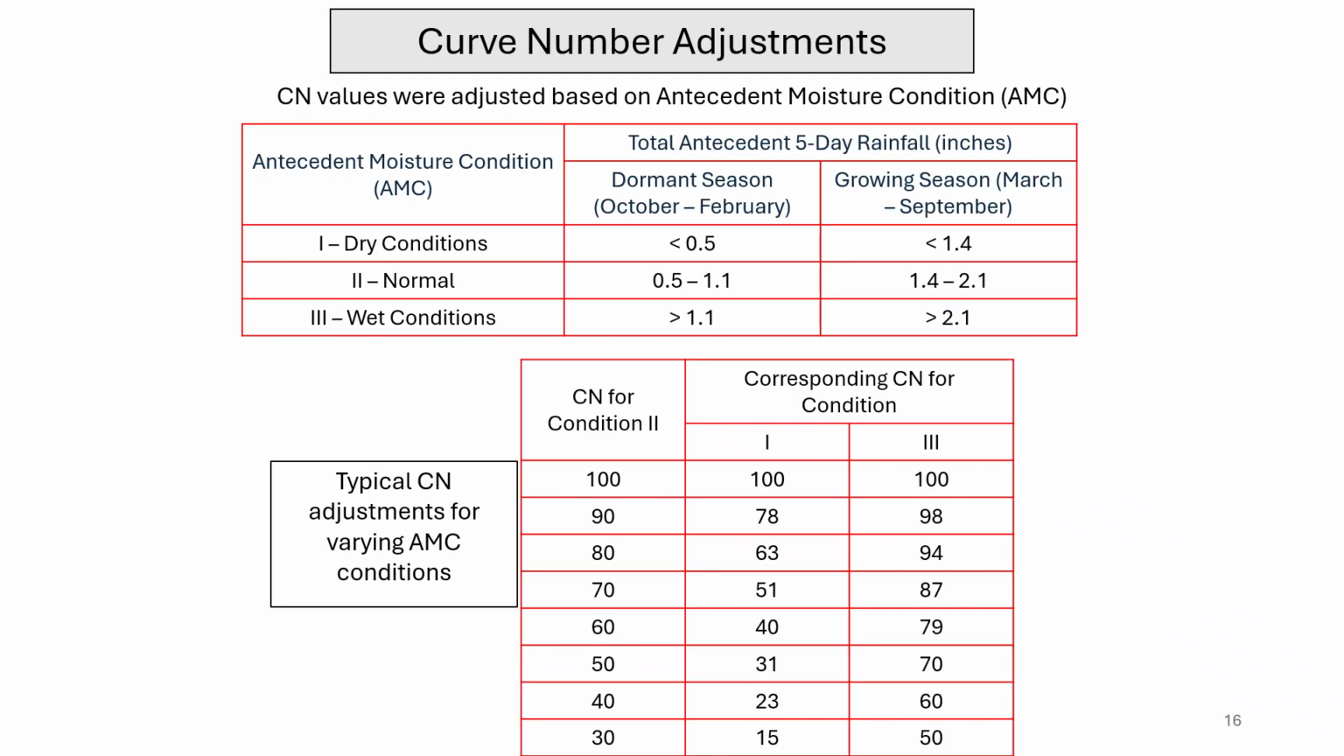Curve number values aren't static. They need to be adjusted over time based on the prevailing soil conditions, which we refer to as antecedent moisture condition or AMC. For the simulated runoff volume data, these CN values are specifically modified to reflect whether the soil is dry, normal, or wet. These adjustments are critical and take into account factors like how long the soil has been dry before an event, as well as the current season of growth. This ensures a more accurate representation of potential runoff.